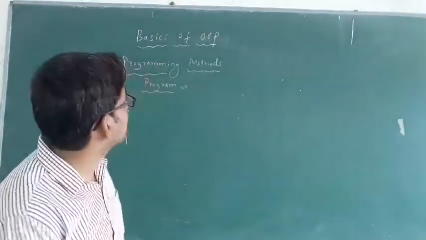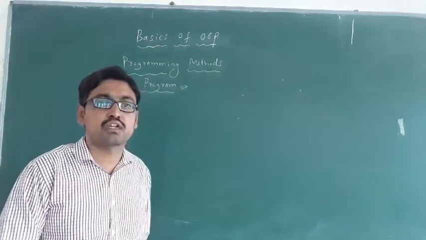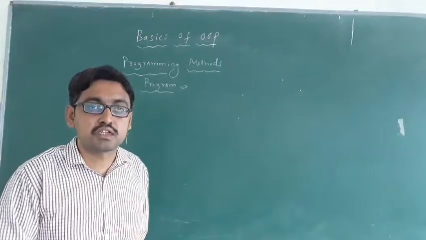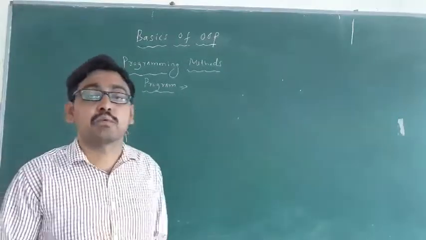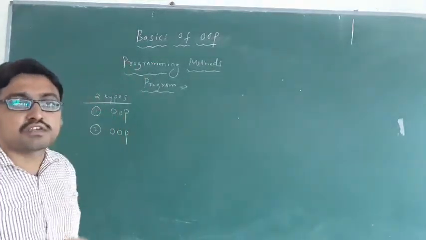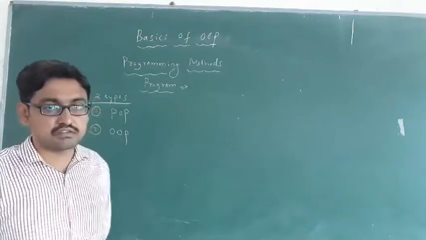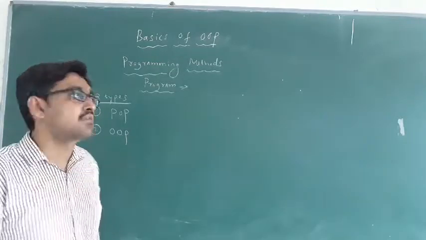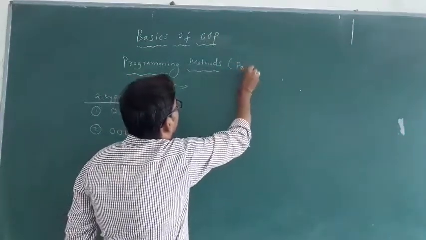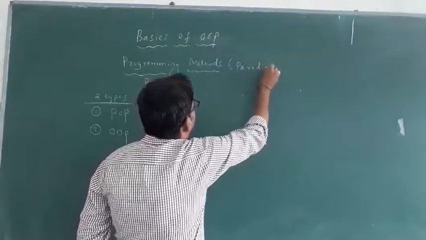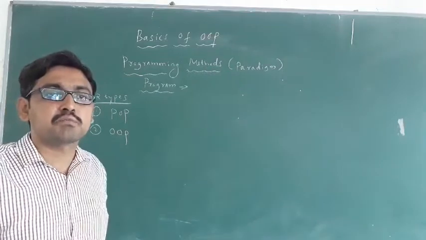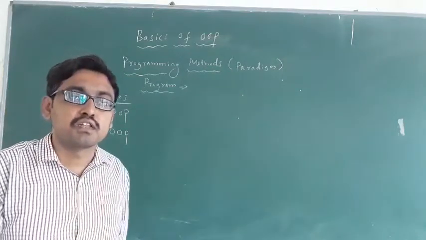See the basics of OOP. In this chapter you have to study about objects. OOP means object oriented programming. They may ask you to expand OOP. Object oriented programming, you already know from first year. Before this you have to study what programming methods are. What is a programming method, or programming paradigm? Programming paradigm means methods. How many methods do you have for programming? There are two methods.